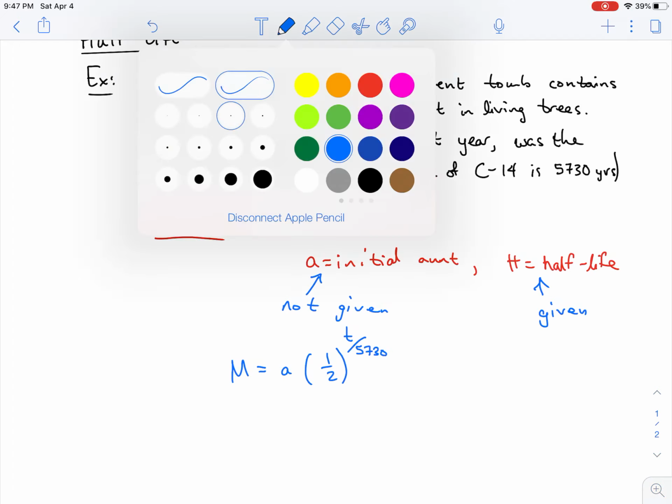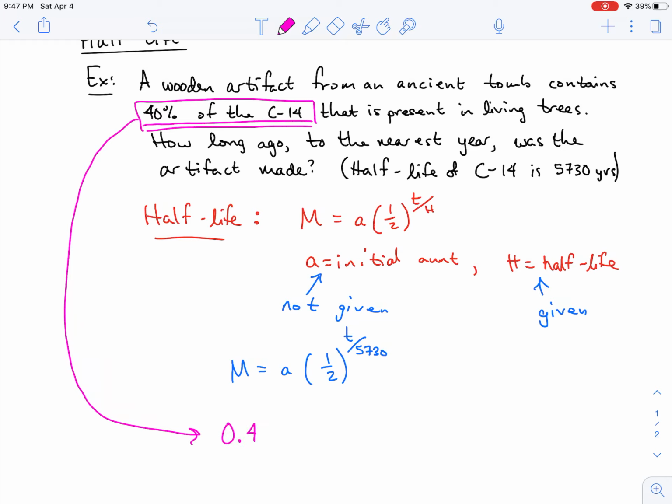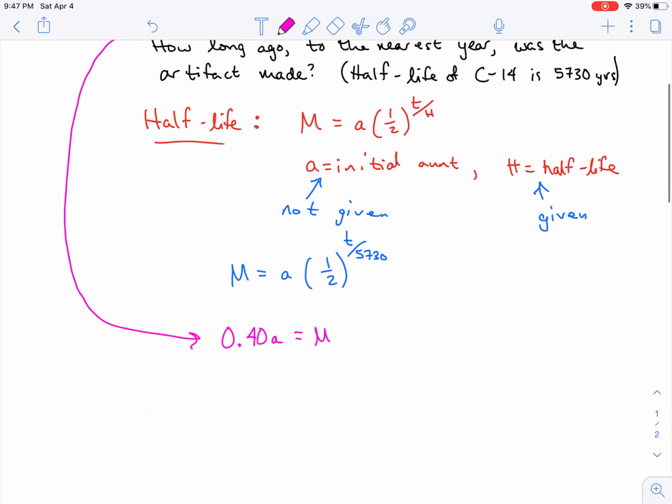So here's where the tricky bit comes in. This part right here, the 40%, what this tells us is that whatever the A is, the current level, the m, is 40% of A. That's what that means. So we can actually plug that in and find the answer to this question, that is the time that has passed. We can find that without having ever known what A is, simply by knowing that it's 40%.